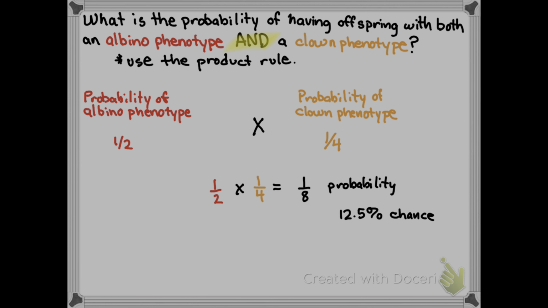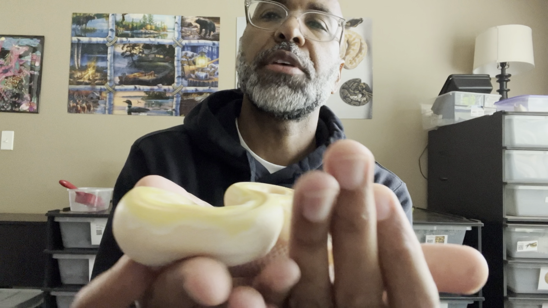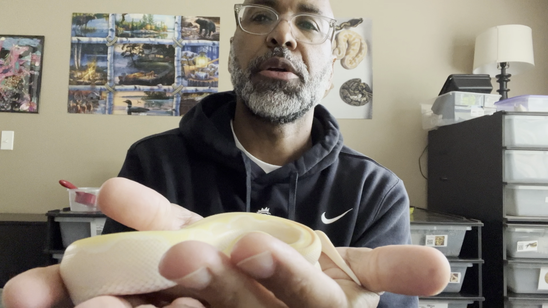And that translates into 12.5%, or there's a 12.5% chance that when they have offspring, that offspring will be both albino and clown, or have both albino and clown phenotypes. Dr. Graves back again with Mr. Pickles. And so that is an example of how you would use, or how you use your Punnett squares and the product rule to calculate probability.